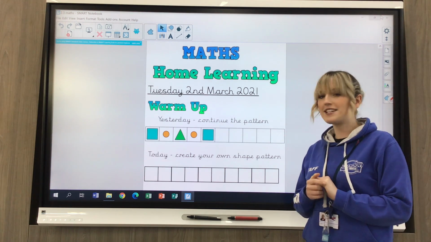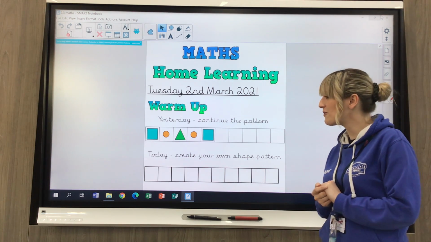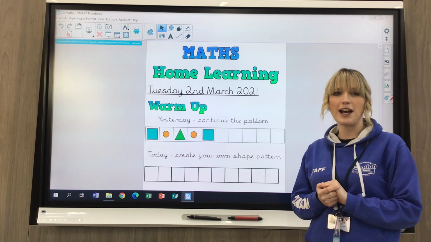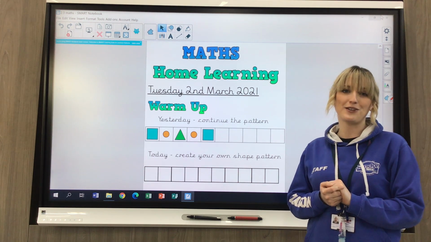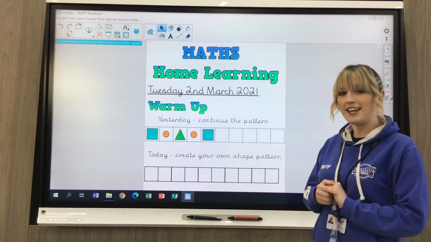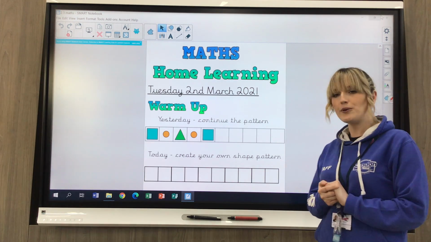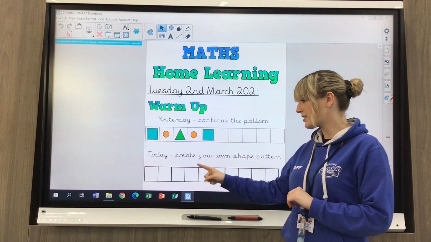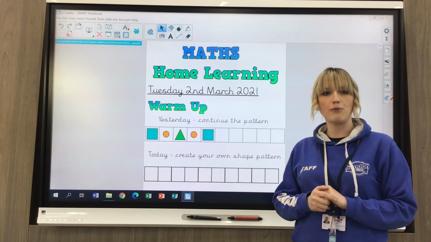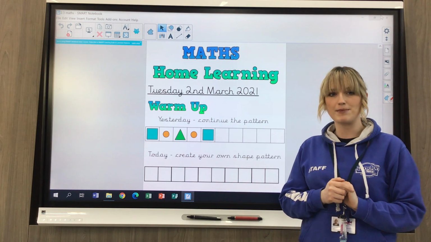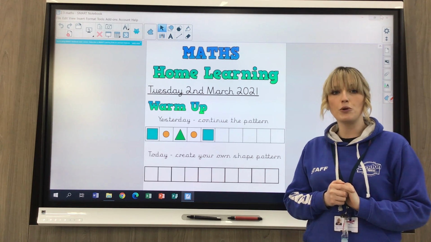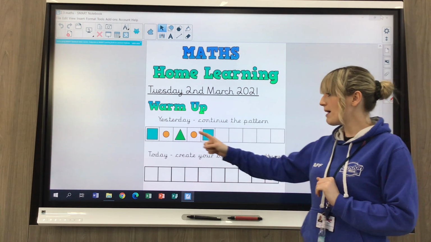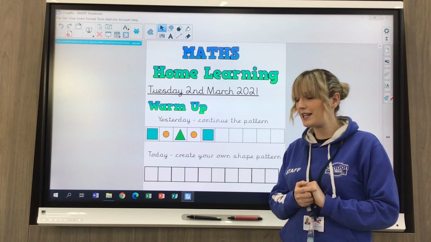Now, yesterday's warm-up was to continue the pattern and I spotted that Abbas did really well at that. Well done, Abbas. Today is to create your own shape pattern. So I've got 10 boxes here and that's because I want you to have at least 10 shapes in your pattern. You can have more if you want. And remember, it's got to be a repeating pattern.